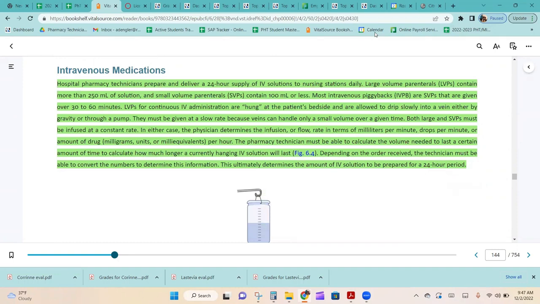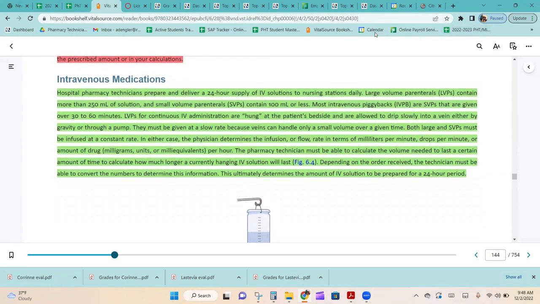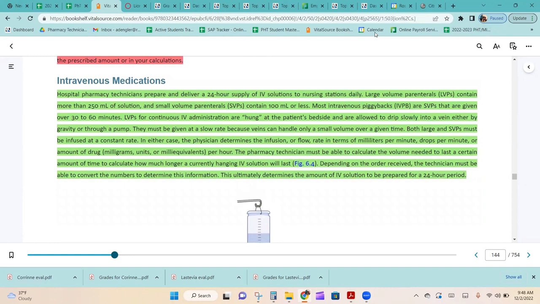Hospital pharmacy techs prepare and deliver a 24-hour supply of IV solution to nurses' stations daily. Large volume parenterals contain more than 250 ml of solution, and small volume parenterals contain 100 ml or less. Most intravenous piggybacks are SVPs, which are small volume parenterals that are given over 30 to 60 minutes. LVPs for continuous IV administration are hung at the patient's bedside and are allowed to drip slowly into a vein either by gravity or through a pump.